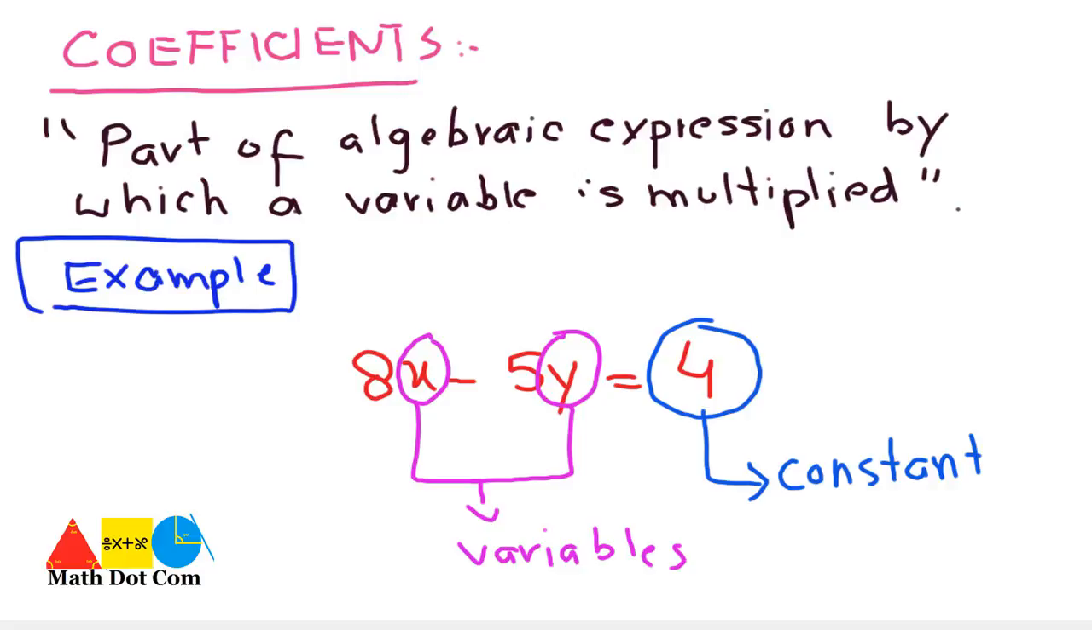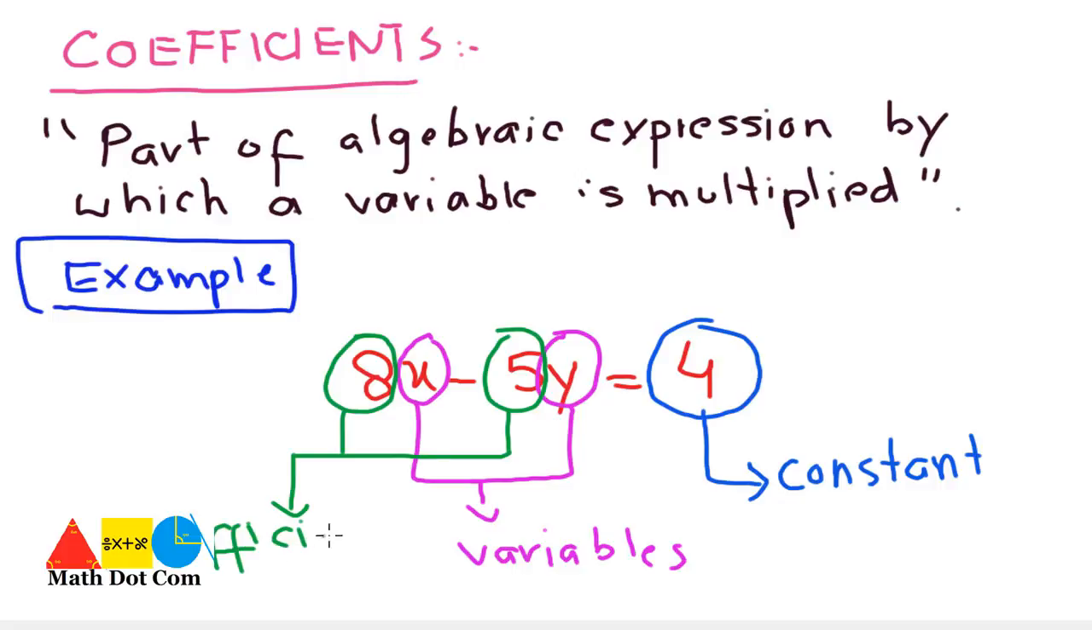Now what is left is 8 and 5. What are these? These are the coefficients. It means the part of the algebraic expression by which a variable is multiplied. You can say the integer number that is multiplied by the variables are the coefficients. So 8 and 5 are the coefficients in the algebraic expression.